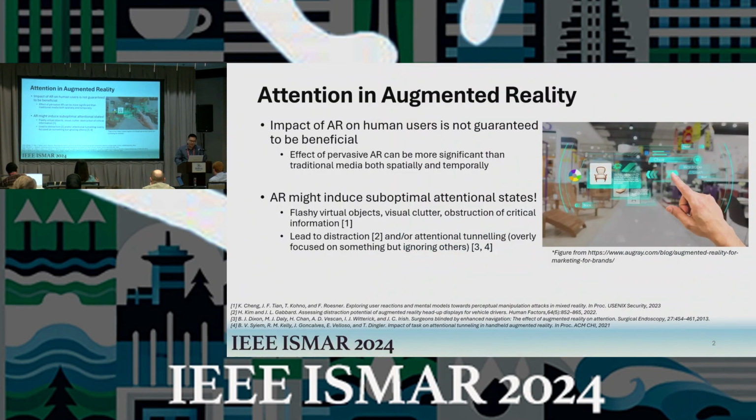Nowadays it's getting more and more clear that AR can have detrimental effects on users. Especially in the case of head-mounted pervasive AR, any effect can be more significant and hard to avoid both spatially and temporally. When it comes to attention, we know that AR might induce suboptimal attentional states. Flashy virtual objects, visual clutter, and obstruction of critical information can all lead to poor user experiences. It's been shown in prior work that AR can lead to both distraction and attentional tunneling, which are kind of bad. Therefore, before AR gets widely deployed in our everyday life, we'll need to find a way to evaluate this potential degradation of quality of experience so that we can work towards safer and more effective experiences in AR.